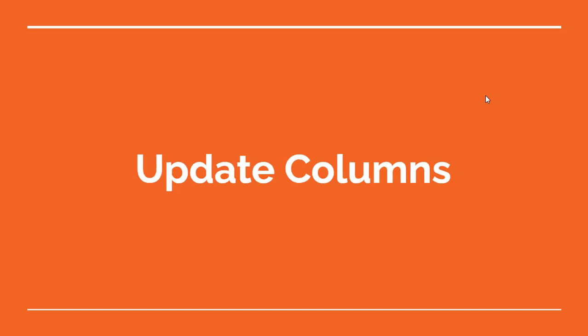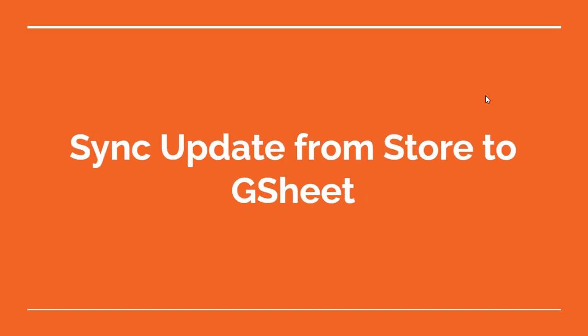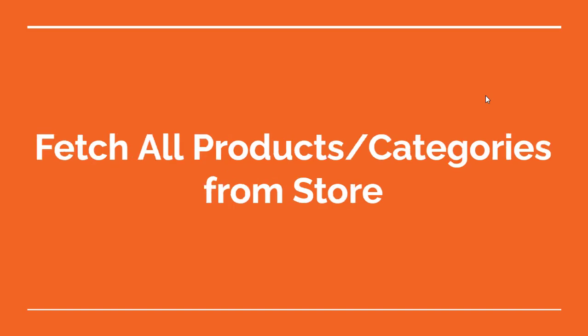Then we will update the columns in our sheet, like create or remove the columns, and then we will also create the variable products, and then we also see how you can update your product, and then these changes will also be updated to your store. And last but not least, we see how to fetch all the existing products and the categories from your store into Google Sheet in a few clicks.